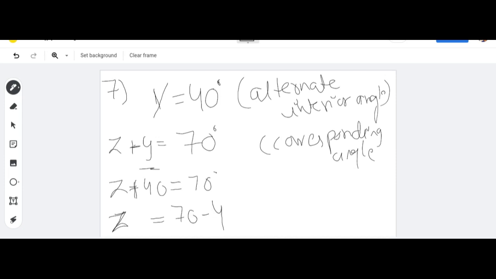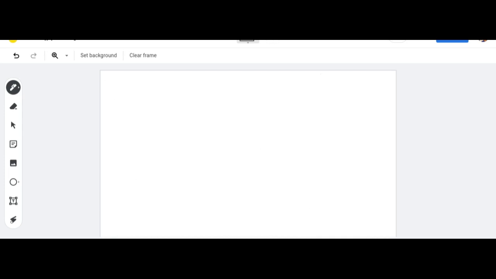Just like this. We don't have to change the position of the 70, we have to move the 40, but we also have to change the sign. So what is the answer? 70 minus 40. 30. Very good. So what is the value of Z? 30. Very good. The value of Z is 30.